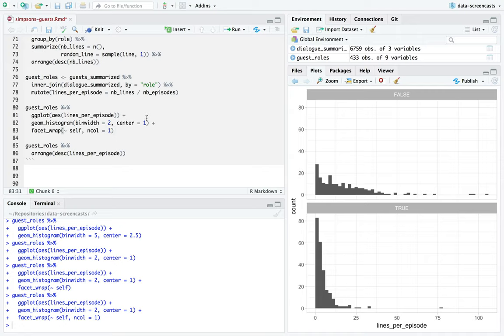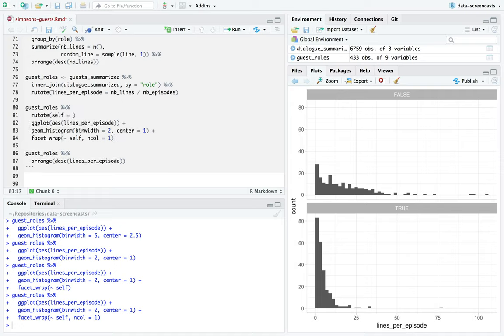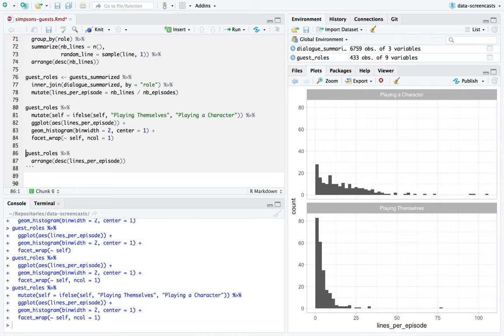I'm going to visualize this. And should I include only ones that appear in multiple episodes? But few people have played themselves in multiple, as we saw earlier, so I think that wouldn't be necessarily helpful. Here we go. This is not a perfect graph, because I want to have more helpful titles. So I'm going to say playing themselves, playing a character. Here's one playing a character. Here's playing themselves.